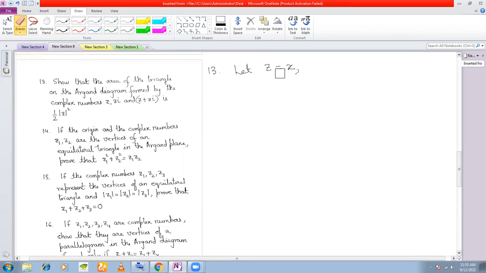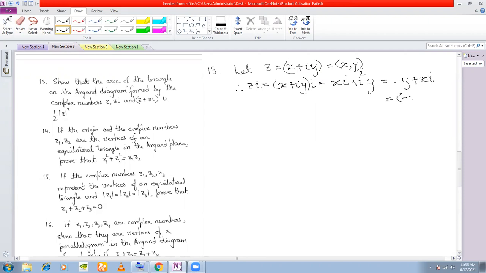x plus iy, which is also written as an ordered pair (x, y). Therefore, what is zi? zi is (x plus iy) into i, which is written as xi plus i square y. Now put i square is equal to -1. You get minus y plus xi. So that now as an ordered pair, you can write this as (-y, x).